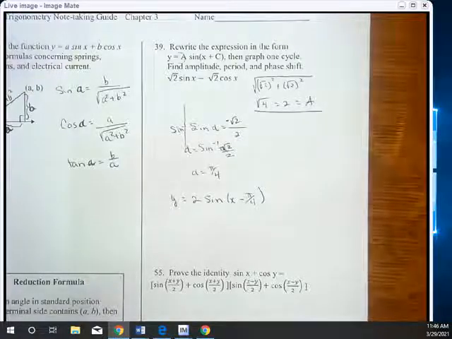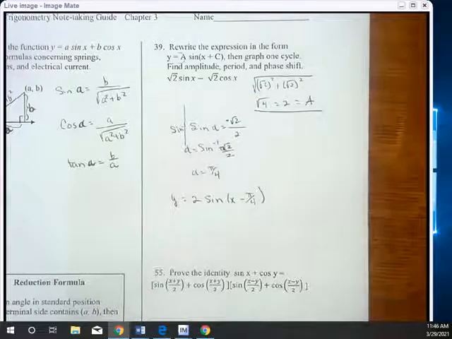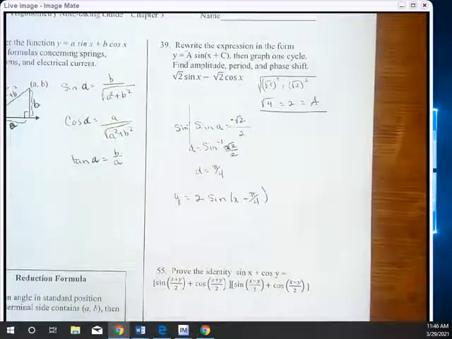Tell her how you knew that. I didn't. I really just guessed. Where did you get pi over 4? I don't understand. What angle gives you radical 2 over 2? Oh, because it was negative square root 2 over 2. Is that why it's minus? Yeah.